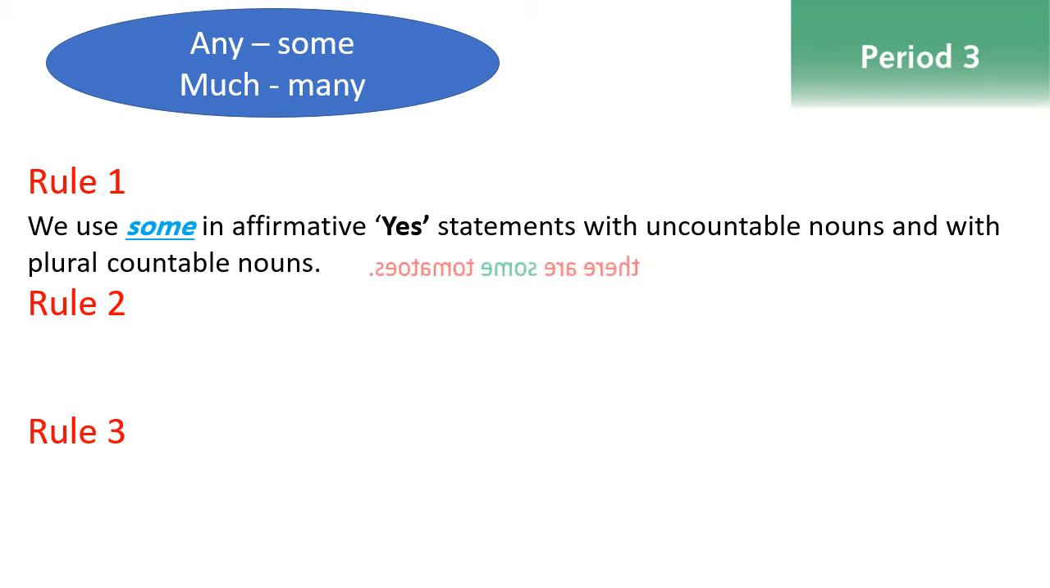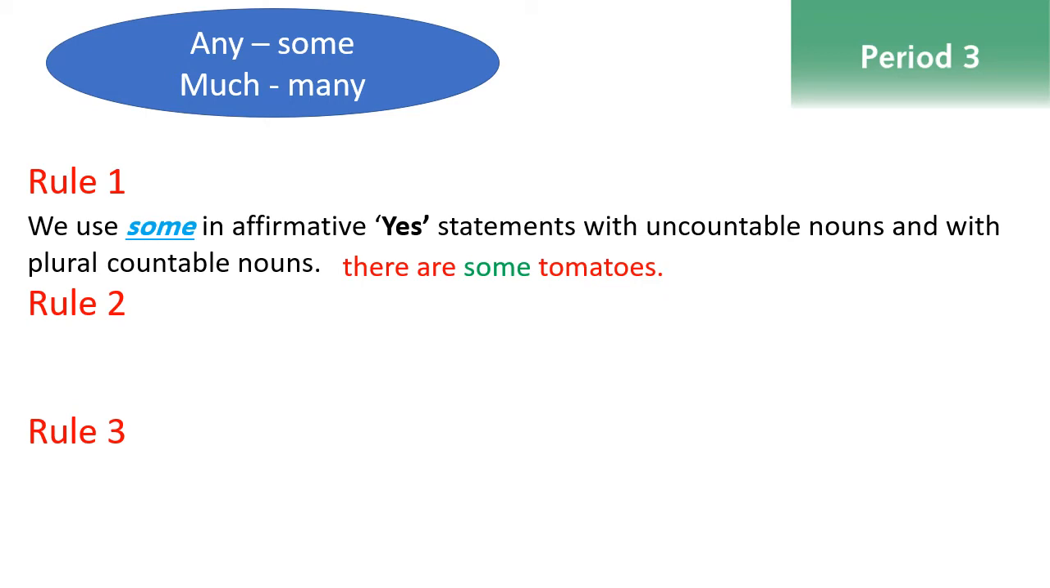Let's have this example. There are some tomatoes. ألاحظ إن أنا كلمة tomatoes is a plural. كلمة tomatoes I cannot say there is some tomato. بقدرش أقول هناك بعض tomato. لا. لأنه some تستخدم مع المعدود الجمع وليس المعدود المفرد وغير المعدود.